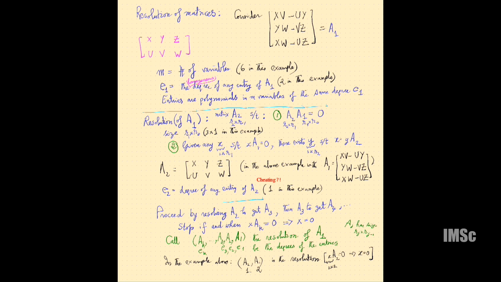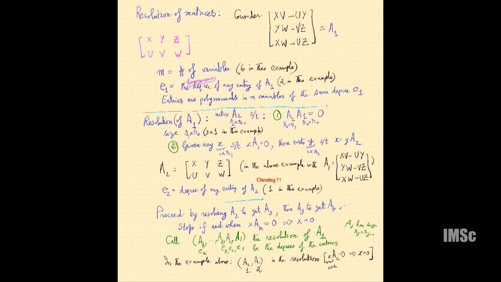So let us put m equal to the number of variables. Here there are 6 in this example. So there is a certain m which will be fixed throughout the talk. It will be the number of variables. And observe also that each one of these is a homogeneous polynomial. That is, each of these monomials is of degree 2. So let's call E1 the homogeneous degree of any entry of A1, which is 2 in this example. So the matrices that I am going to look at have entries that are polynomials in m variables, and all the entries are of the same degree E1.